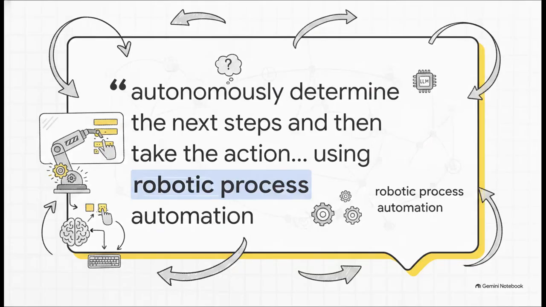But the absolute climax of this technology's capability really lies in virtual agents. As the source material notes, integrated with the right workflows, LangChain's agent modules can use an LLM to autonomously determine the next steps and then take the action, using robotic process automation. We are talking about virtual agents driving actual unassisted processes, software that reasons its way through a business task and physically executes the clicks and commands to get it done, all on its own.